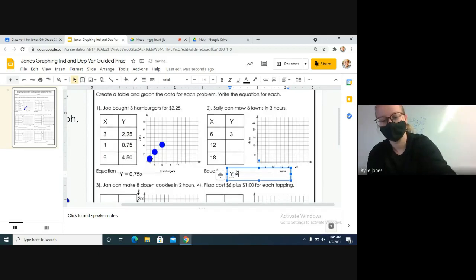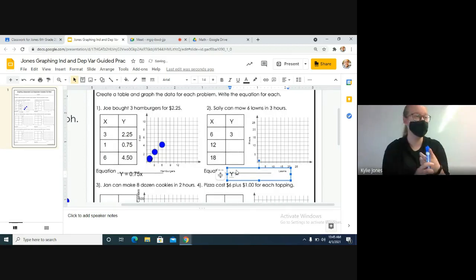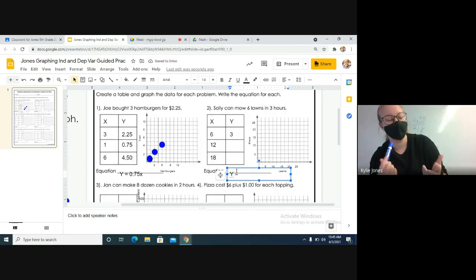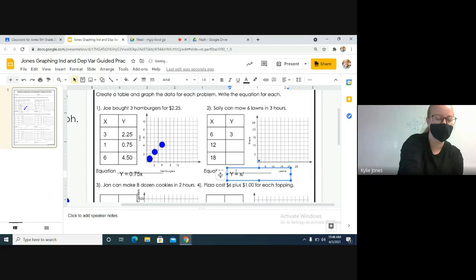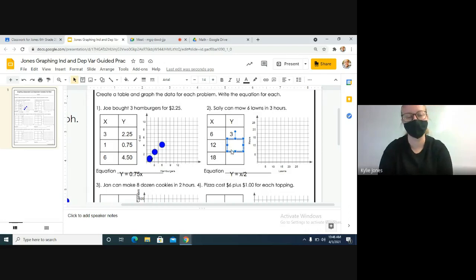Half of it, divide by 2. You could either subtract 3 or divide by 2. Divide it by 2. Half of 6 is 3, half of 12 is 6, half of 18 is... That is true. We are dividing by 2. You're taking your x value and dividing it by 2. X divided by 2. Okay, x divided by 2. So y equals x divided by 2.